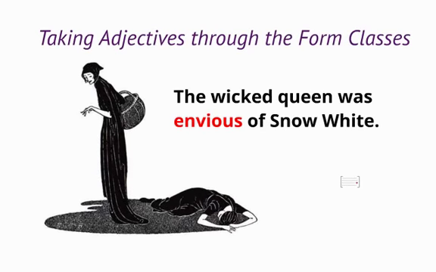One of the exercises we did was taking adjectives through all of the other form classes. So here's my sample sentence. The wicked queen was envious of Snow White. So go ahead, on the same piece of scratch paper you've been using, transform this adjective envious into a noun, a verb, and an adverb. Use them in sentences about the queen and Snow White. Pause the video again to give yourself some time to complete this exercise, and then go ahead and proceed to see some examples.